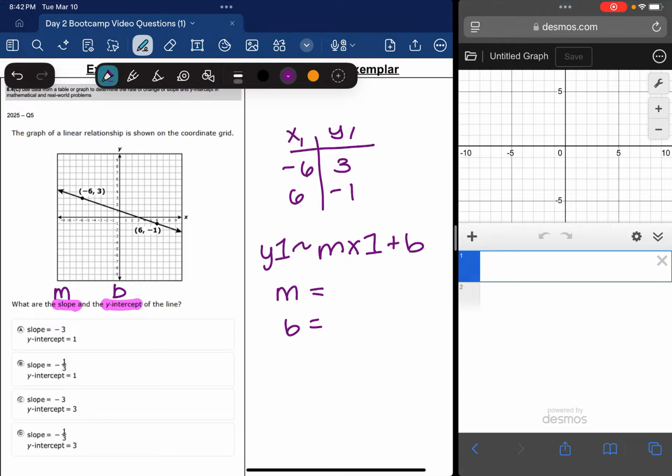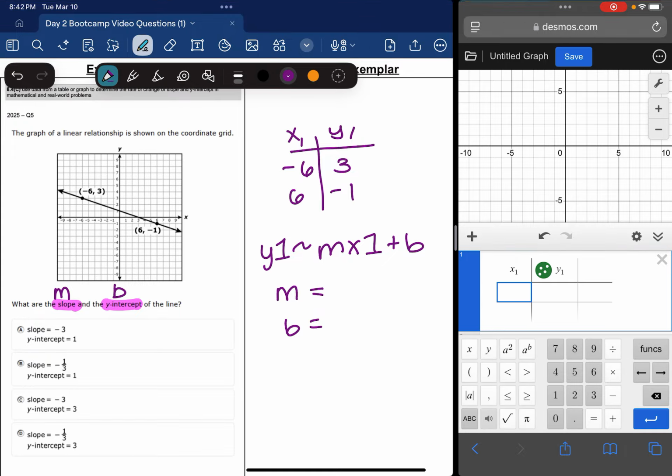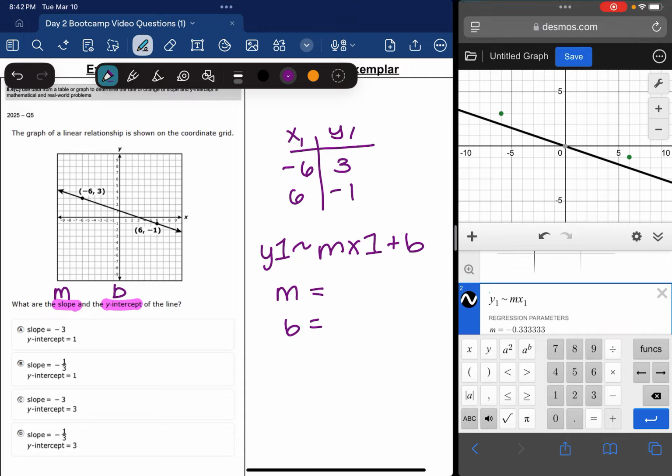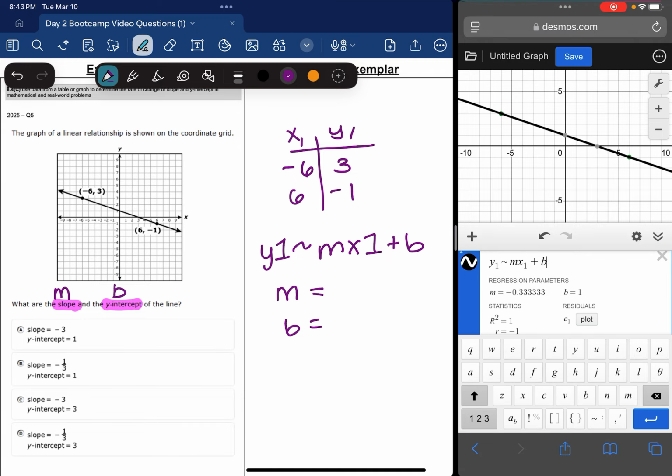So again, we're going to go to decimals. We're going to click on the plus sign. We're going to click on table. -6, 3, 6, -1. Make sure that it has x1 and y1 at the top. And then we're going to put in our formula, y1 ~ mx1 + b. And see how that gives me a slope of -0.333 and a y-intercept of 1.